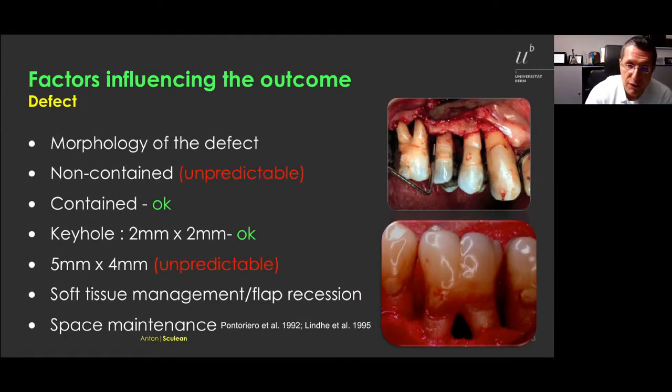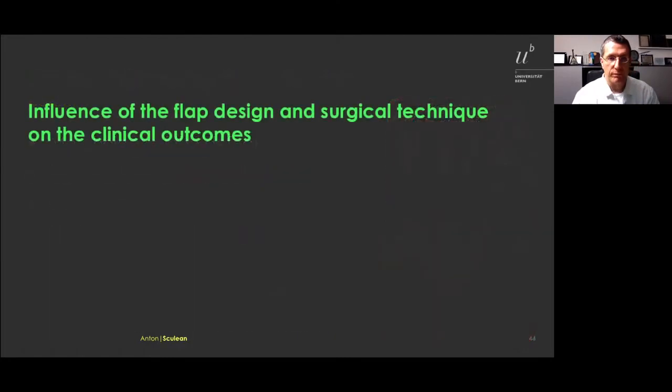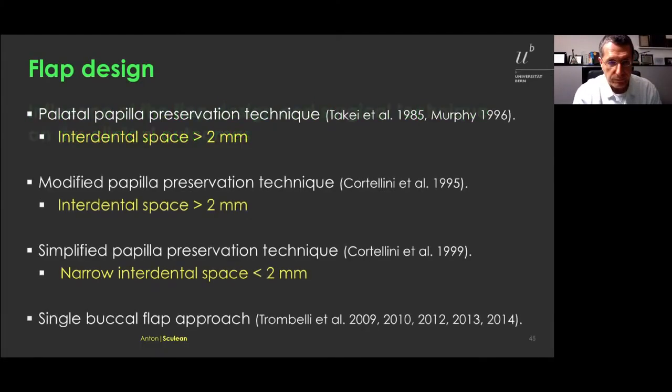Defect size. If I have a very wide defect, as you can see in this location, it is very difficult. In other words, a narrow defect heals much better than a wide defect, because in a narrow defect it is much easier to stabilize a blood clot compared to a wide defect. So don't forget that we have a significant influence of the flap design and of the surgical technique on the clinical outcomes.